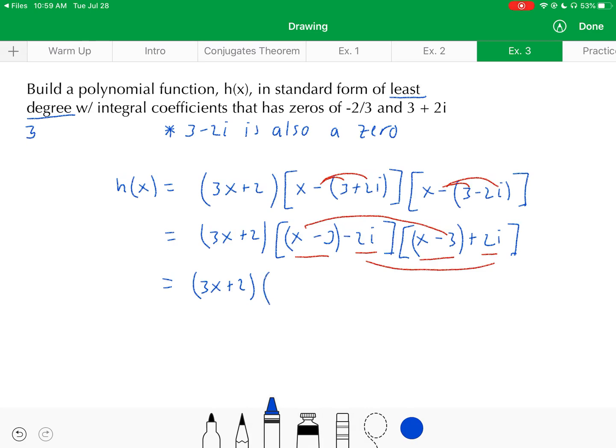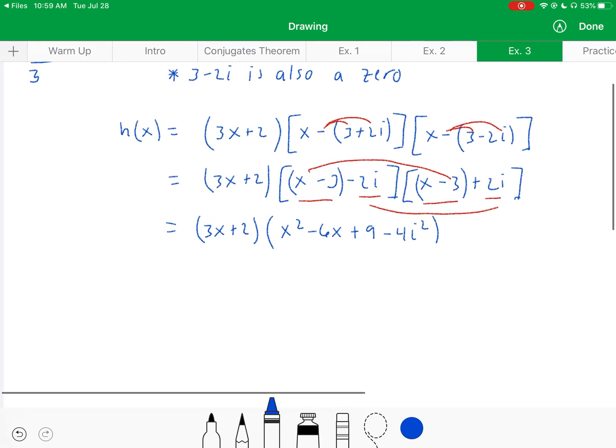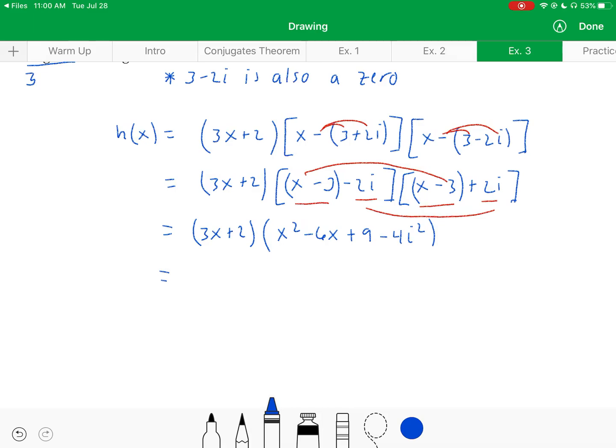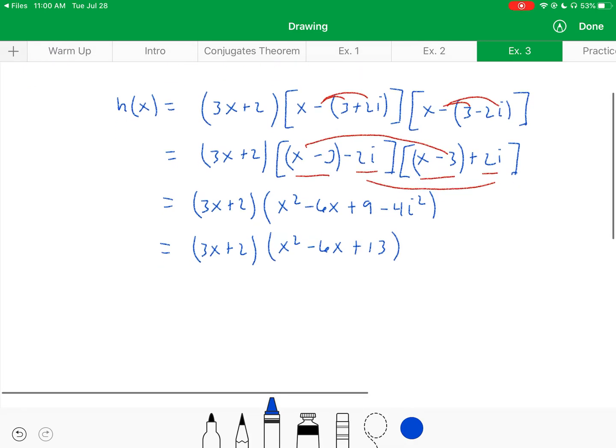Okay, so you're going to take x minus 3 times x minus 3. That's going to give you x squared minus 6x plus 9. And then negative 2i times 2i is going to give you negative 4i squared. Okay. Carry down the 3x plus 2 again. And then understand that 9 minus 4i squared is really 9 plus 4. So you end up with a 13 here. All right, so hopefully at this point it's smooth sailing.